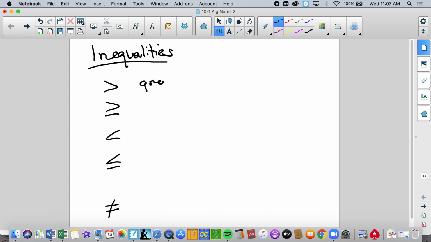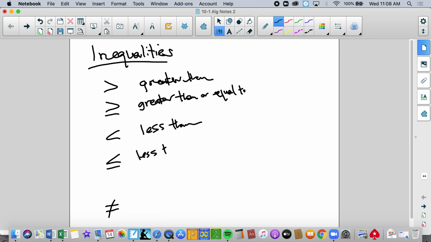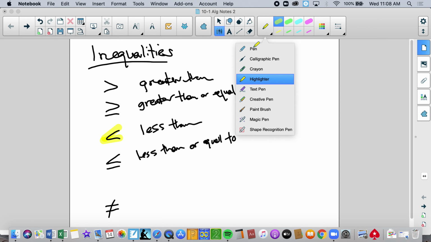So this is greater than or equal to. This is less than, and this is less than or equal to. And this looks like the letter L. If you look at this less than sign, it kind of looks like a lazy L. So that's how I always remember that one is less than and the other one is the greater than.